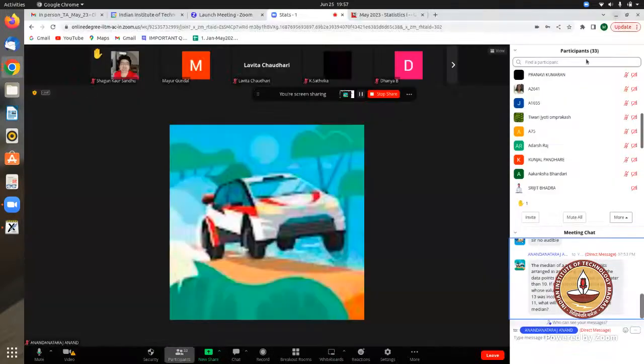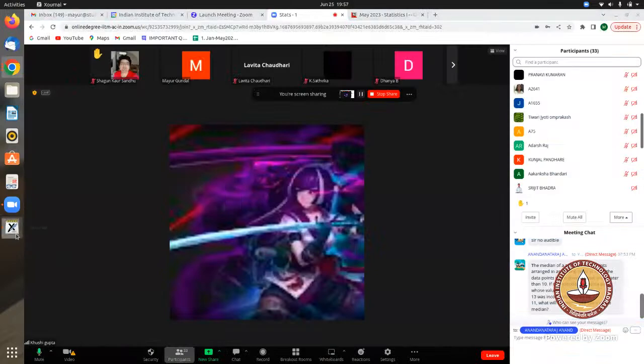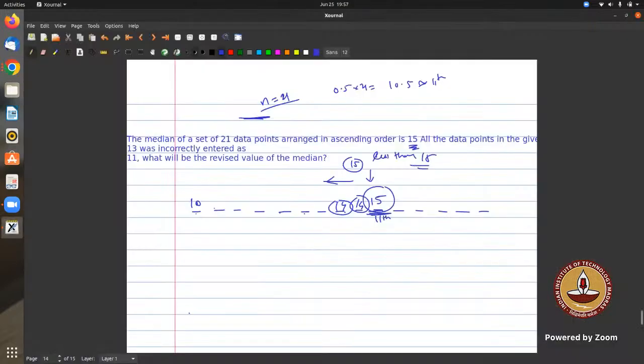Sir, could you explain again, one more time? Okay. So what is the median? The median is the middle observation, right? In this case, it is the 11th value, which should be the median, from our calculation. The 11th value is currently 15, right?